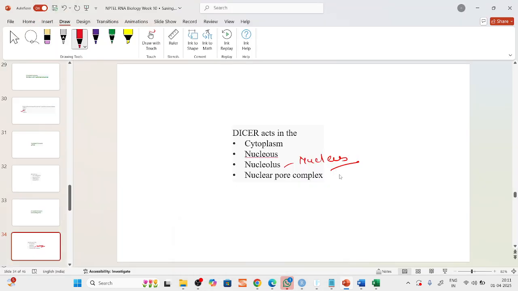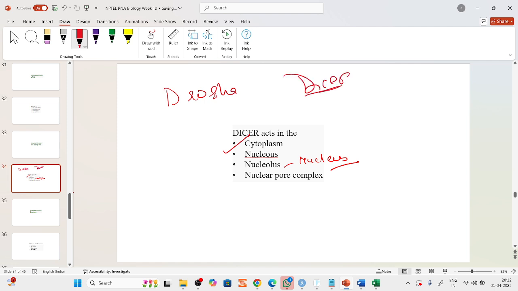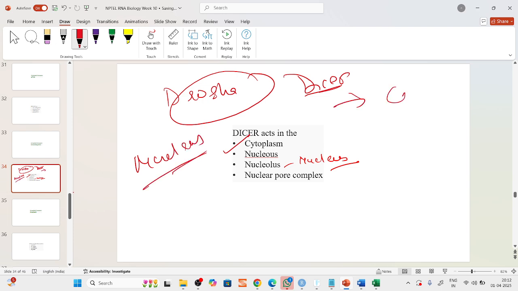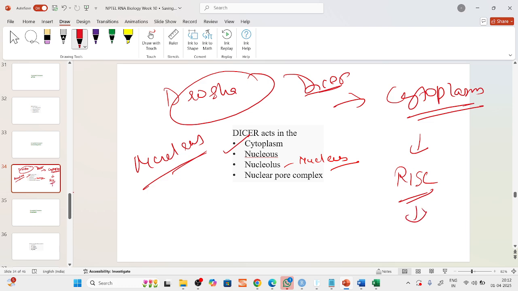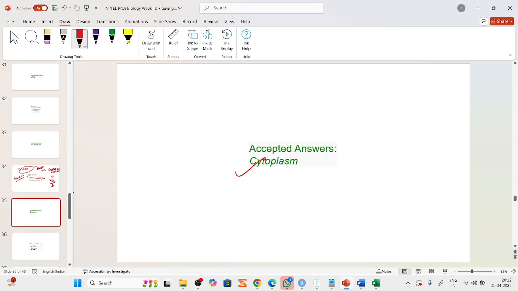No? Fine. So, Dicer acts in the cytoplasm. We have already discussed that Drosha and Dicer are the two things that students get confused about. Drosha acts in the nucleus, and Dicer acts in the cytoplasm. Then the passenger RNA and template RNA are formed, and they are loaded into the RISC complex and then perform their function. So the correct answer is cytoplasm.